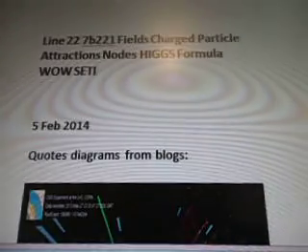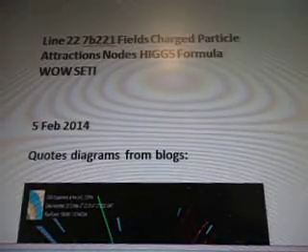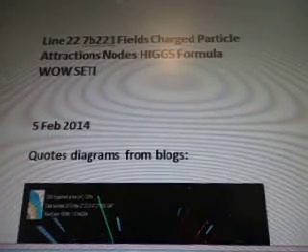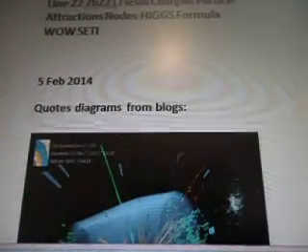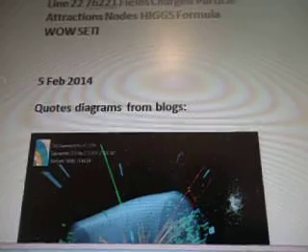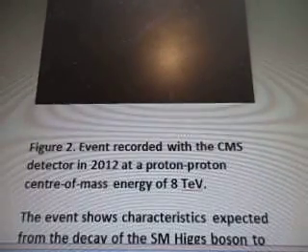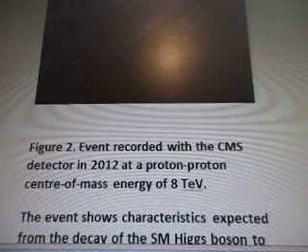So line 221, fields, charge, particle, attractions, nodes, Higgs formula, Wow Seti was our previous learning experience. February the 5th, 2014, quotes and diagrams from the blog. Here's a Higgs event from CMS. Again, it's a detector in 2012 of a proton-proton center of mass energy of 8 TeV.